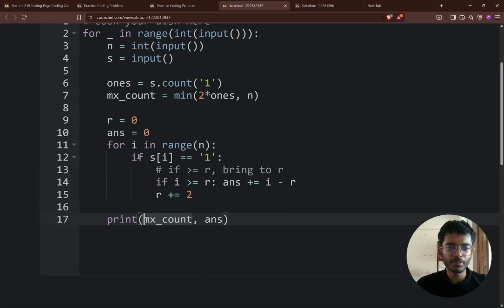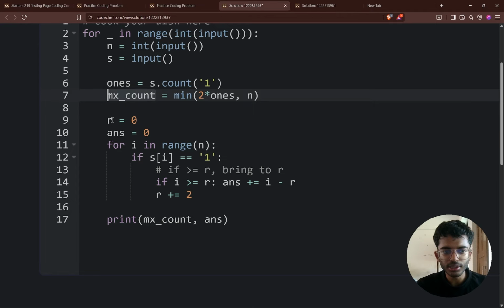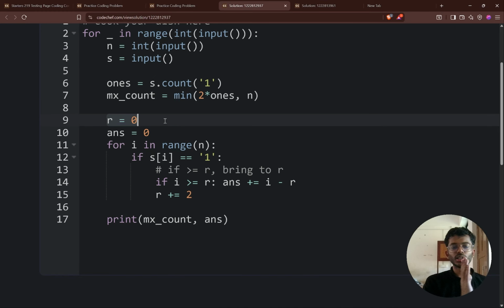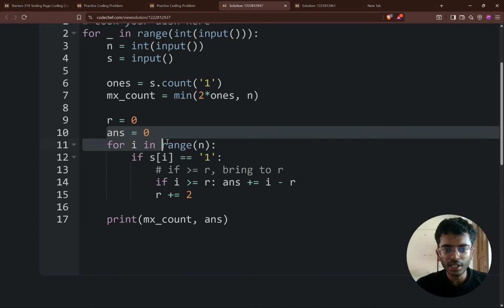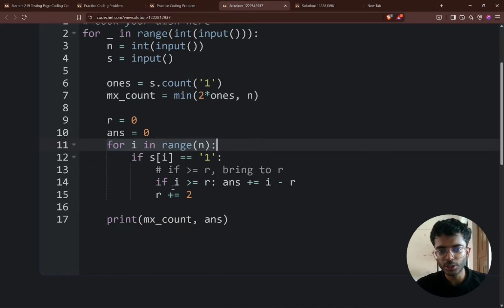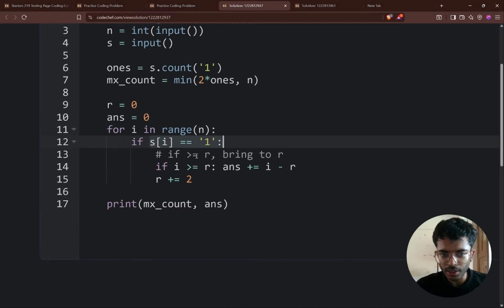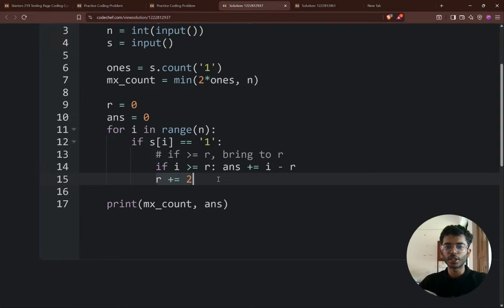Now let's count the minimum number of operations to get that f(s). So this r stores the index where a 1 needs to be inserted so that the property that every prefix is good does not break. Now we'll initialize our answer to 0. We'll run a loop from 0 to n. If s[i] is 1, then first of all r will increase by 2, because we have found a 1 which can be placed at that index. And that 1 can accommodate two places, for itself and another 0. So we'll increase r by 2.